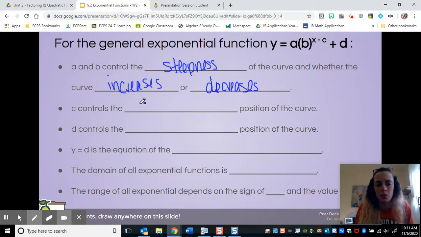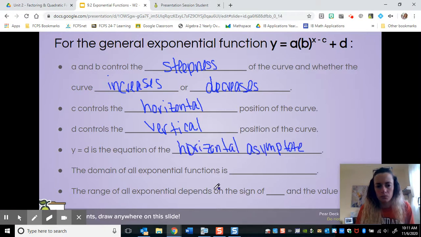C, in the exponent, we know controls the horizontal position of the curve, while D, not in the exponent, controls the vertical position. Y equals D, remember that vertical change, is the equation of the horizontal asymptote.